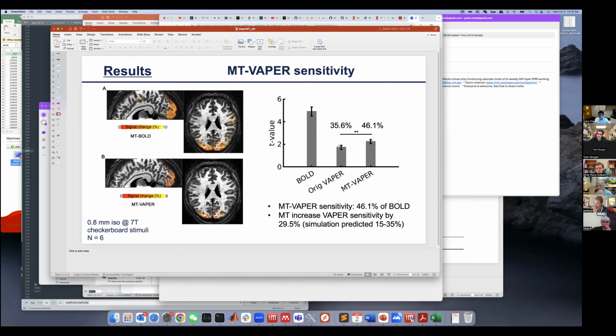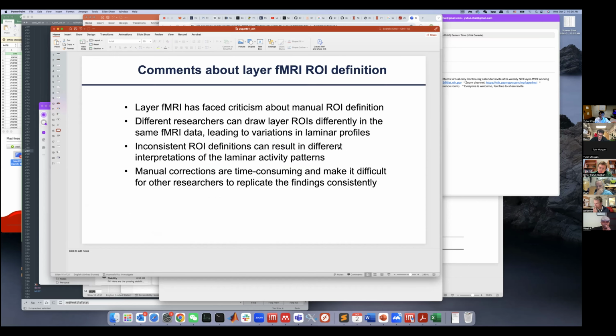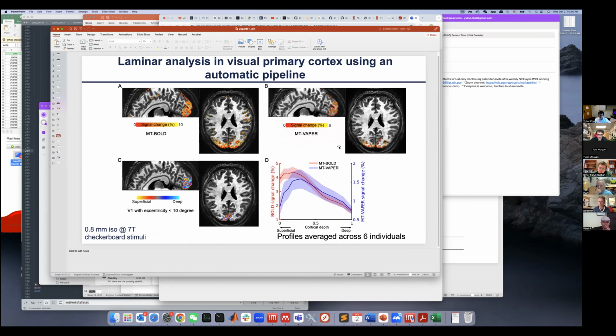Unless you use it together with BOLD, like David Norris suggested. But in the previous paper from Seong-Gi Kim's group, if you combine MT with BOLD, like here where we actually already combine them together, as shown by the red curve, you are still dominated by BOLD.